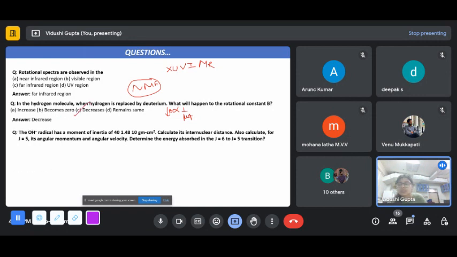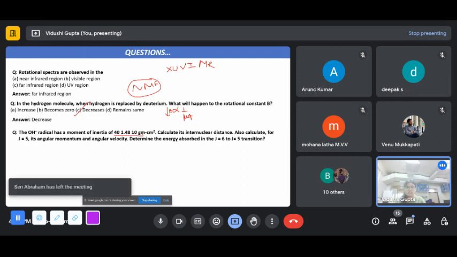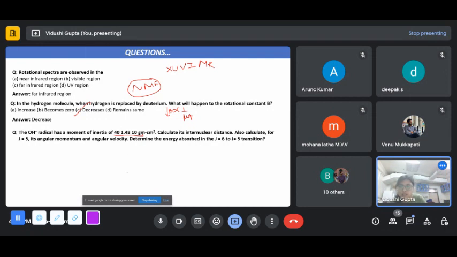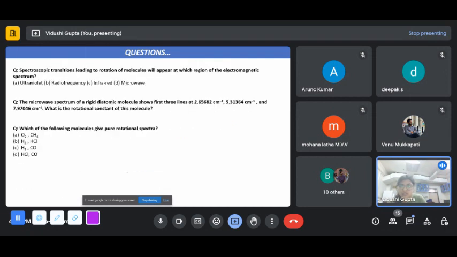Now the next question. The OH minus radical has a moment of inertia of 401.48. Oh, actually, there's a mistake in this question. Calculate its internuclear distance. So we can move to the next question.